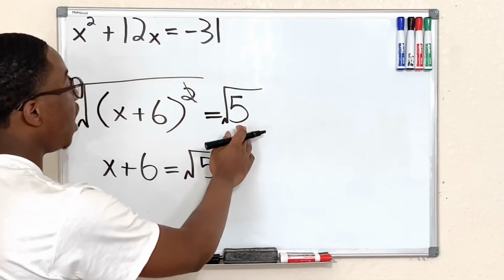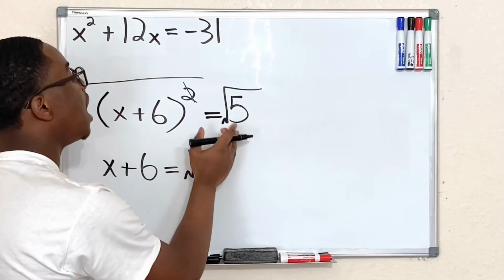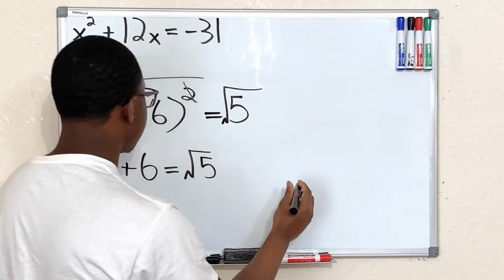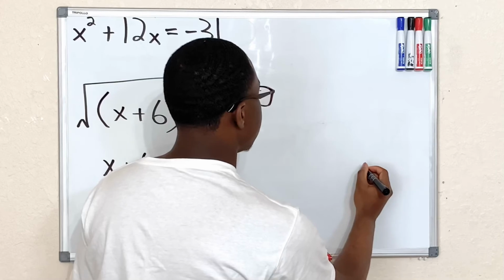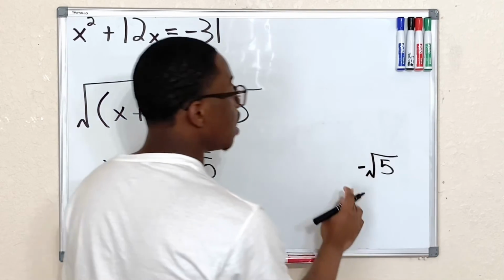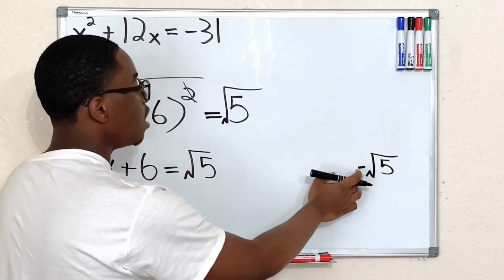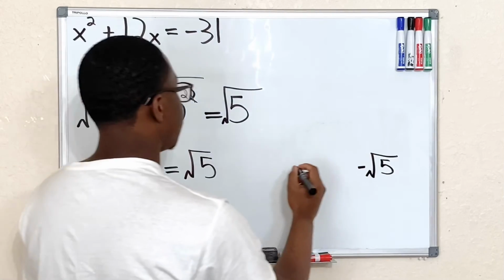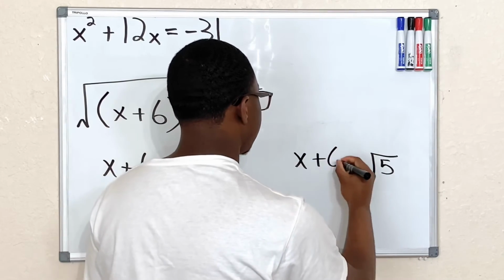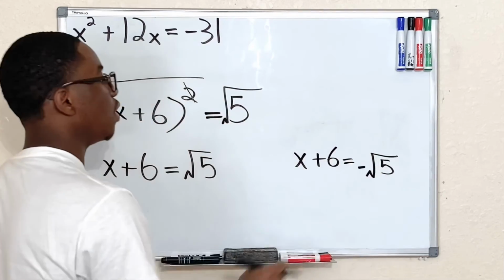So the square root of 5, since we can't find the actual number, it's going to be the positive square root of 5 as well as the negative square root of 5. So I write it on this side, the negative square root of 5. Notice I put the negative sign on the outside of the square root symbol. So now it's going to be x plus 6 is equal to the negative square root of 5.